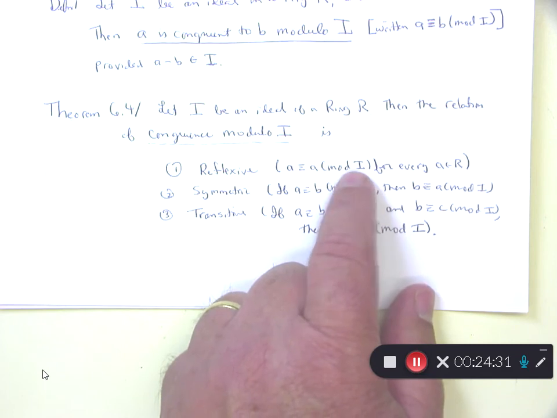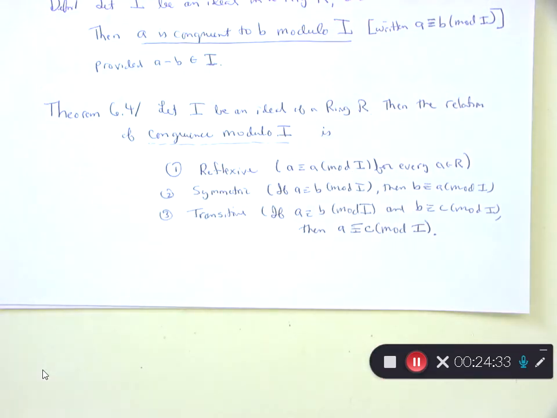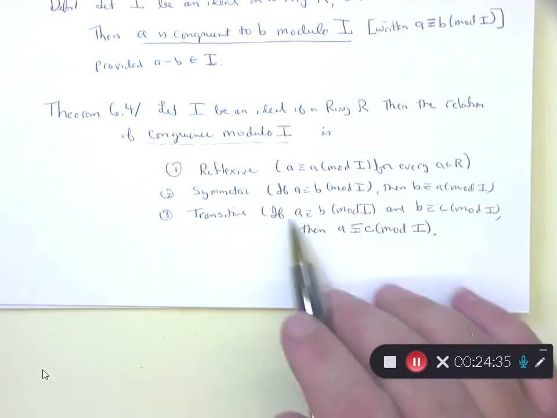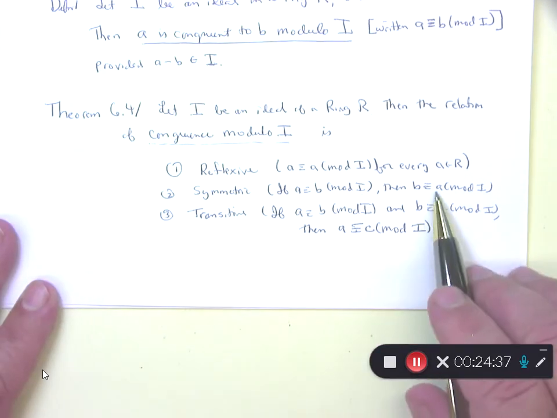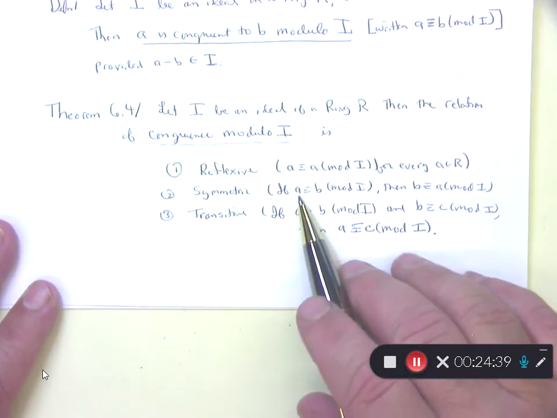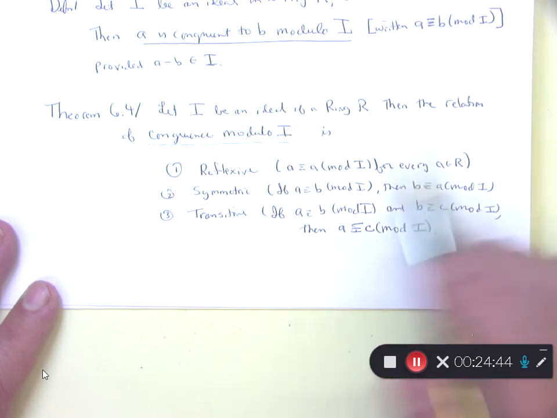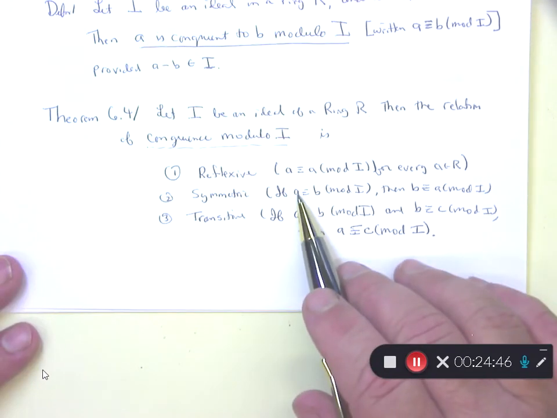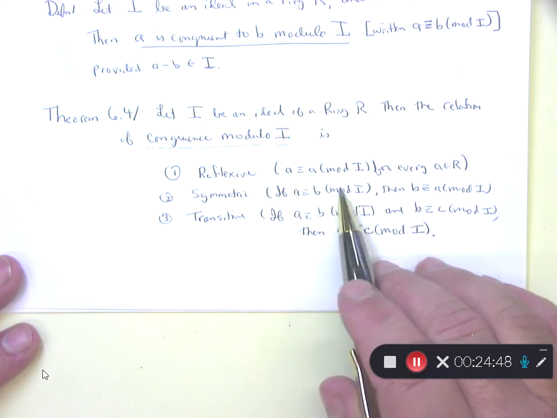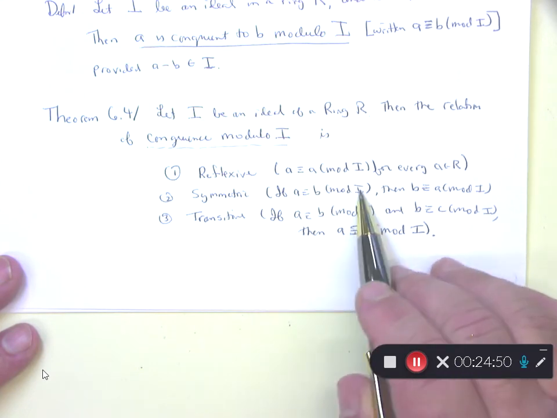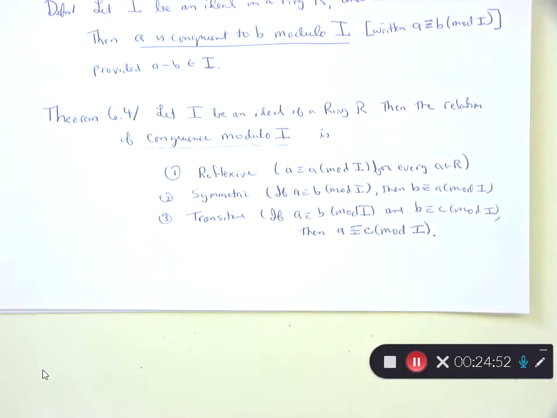I'll explain the importance of the extra properties and what's going on here. Symmetry. If a is congruent to b mod I, then b's got to be congruent to a mod I. If you're congruent to somebody else, somebody's got to be congruent right back to you. And again, the idea is this: if a is congruent to b mod I, that means a minus b is an element of I. I, again, is a subring with extra properties making it an ideal, but it is also a subring.